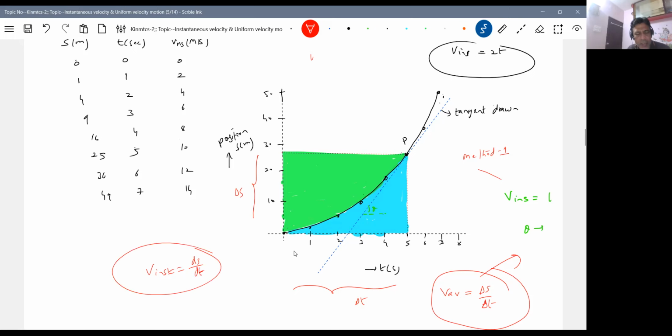That's why we define instant velocity as the rate of change of displacement, and average velocity as displacement by time taken. I think there's a difference there. So two methods are there: the graphical method, and another by finding it using the differentiation tool.